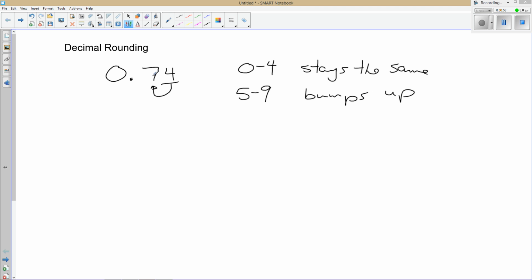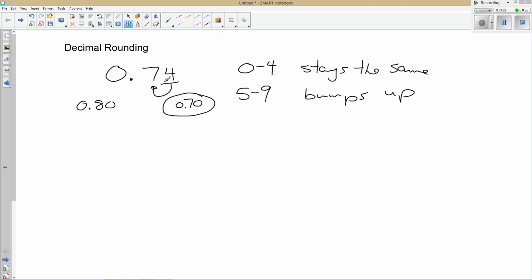We're asking ourselves, is 74 hundredths closer to 8 tenths, or 80 hundredths, or is it closer to 70 hundredths? The 4 helps us realize that it's closer to 70 hundredths. So this would round down to 70 hundredths. It's exactly the same thing.